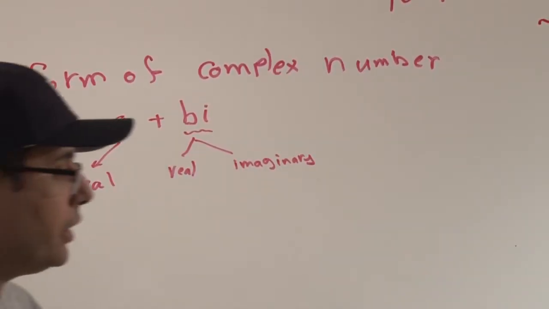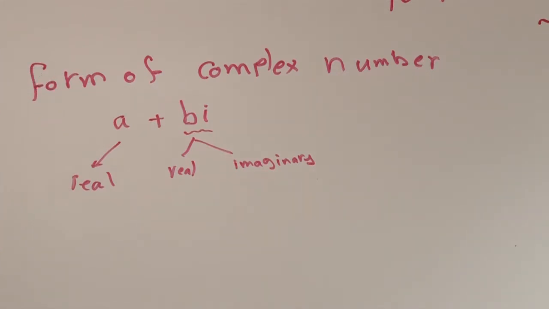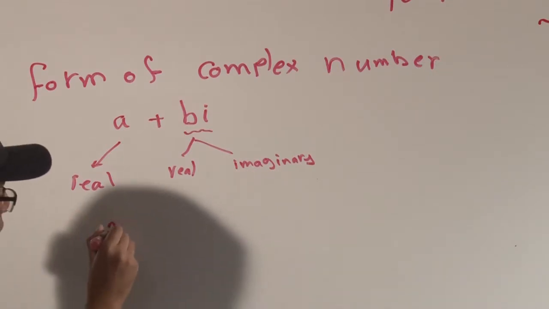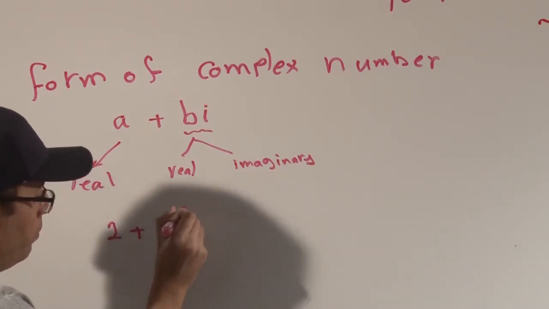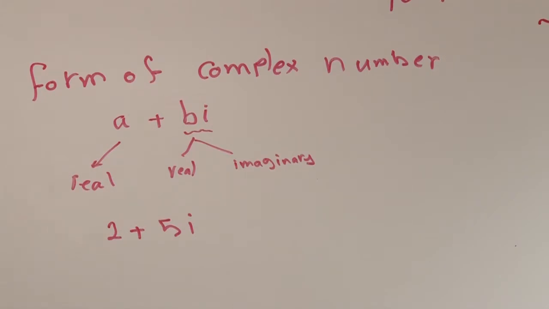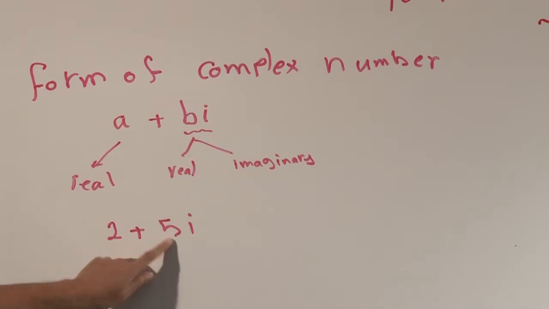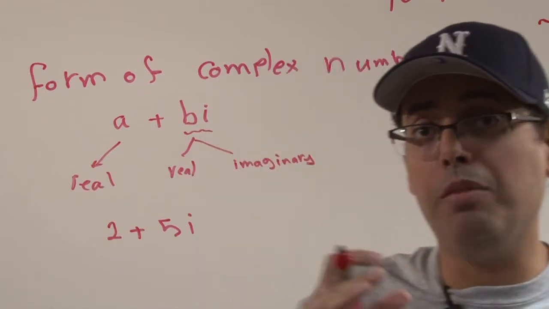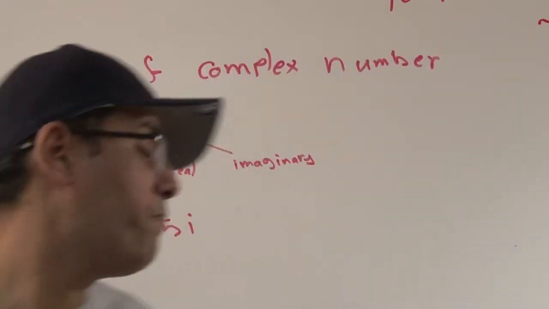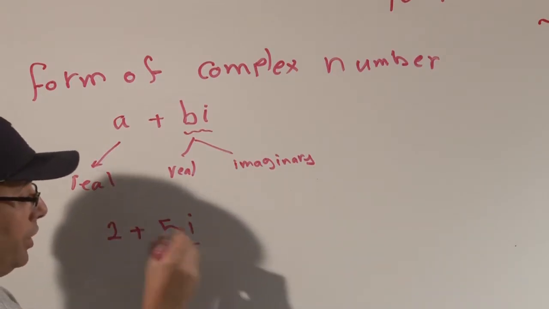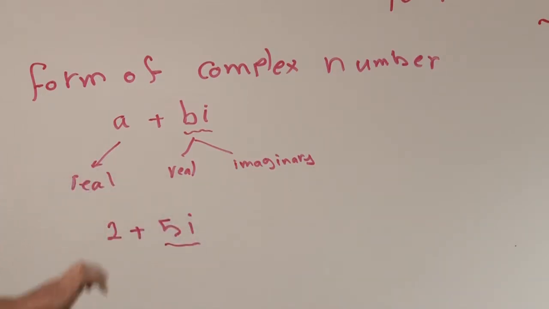Let me get an example for that. How about 2 plus 5i? 2 is a real number. 5 is a real number as well. But 5i, the product is no longer real, because real times imaginary is an imaginary number. So 5i is an imaginary number. And this form is the form of the complex number.